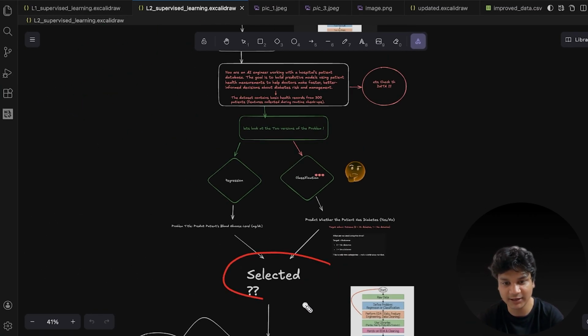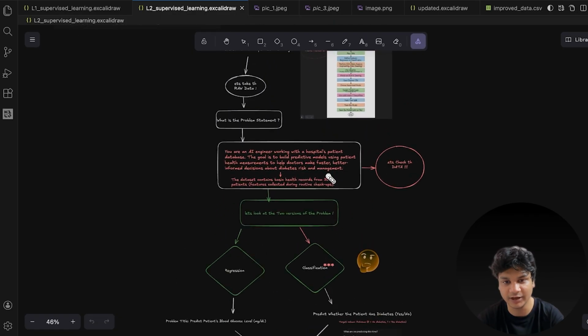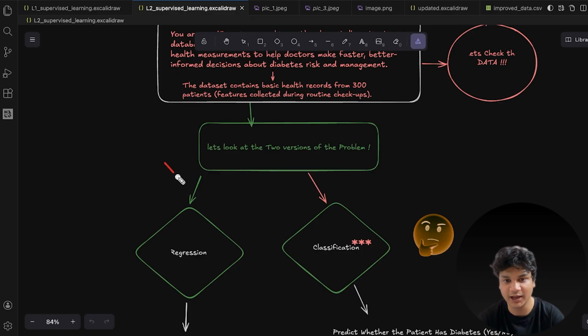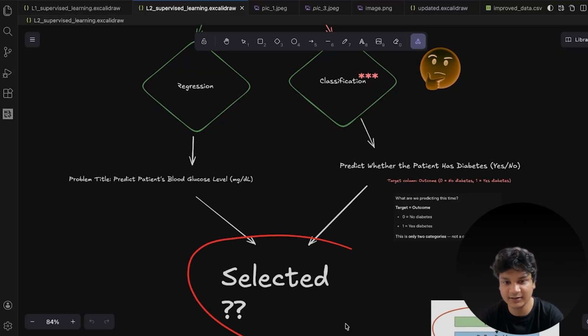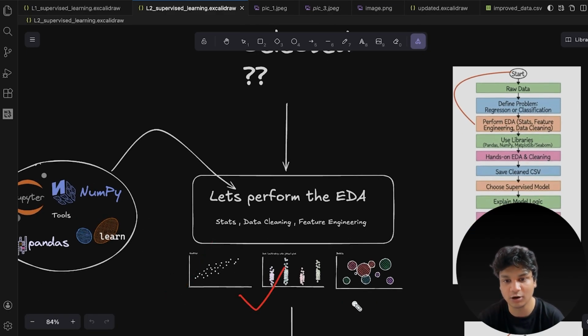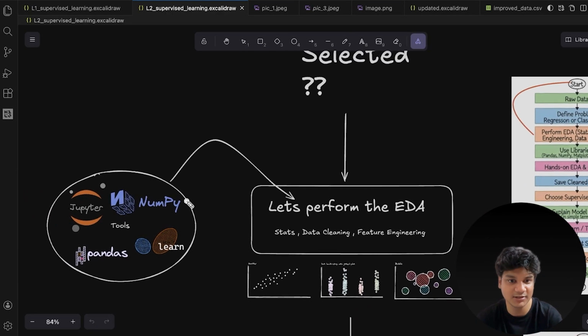Okay, so now we have selected it. We have checked the raw data, we have checked our problem statement, and we have been confident about whether it is a regression or a classification problem. We have selected that it is a classification problem. Then do the same, do the EDA process. What is the EDA process? EDA is exploratory data analysis, which means you need to first analyze the data in all possible ways, by using tools like NumPy, Pandas, scikit-learn.